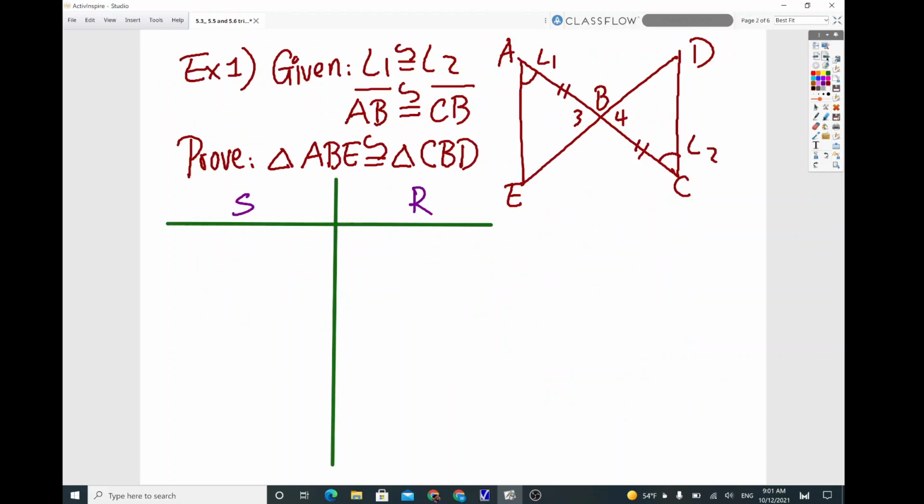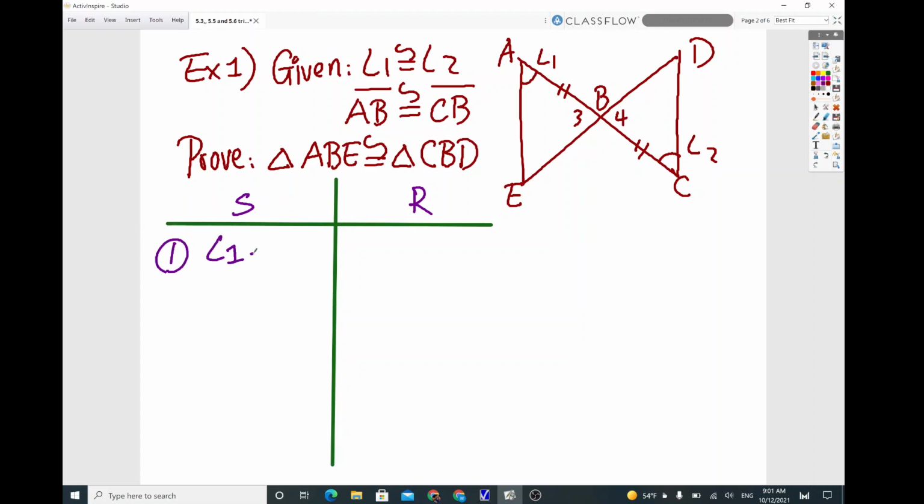And now let's check out some examples. Like this one here: given that angle 1 is congruent to angle 2, and segment AB is congruent to segment CB, you want to prove that triangle ABE is congruent to triangle CBD. So basically what we need to do is find one of those postulates that we can apply so we can prove that the triangles are congruent. So start with the given, as always.